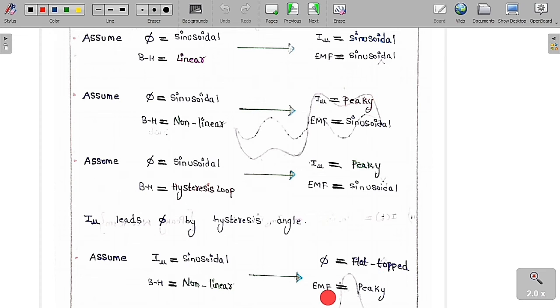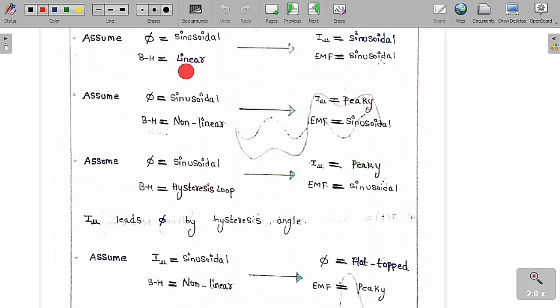And EMF is nothing but the differentiation of the flux. So differentiation of a flat top waveform is nothing but a peaky waveform. These things I have already told you. So EMF is again peaky in nature. So these are the points that you always have to remember. So therefore, let me repeat again.